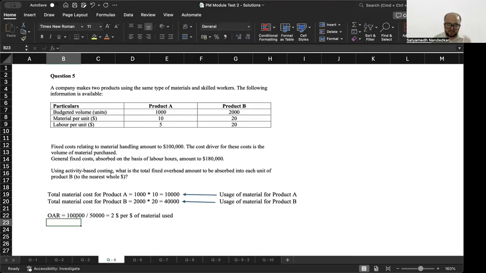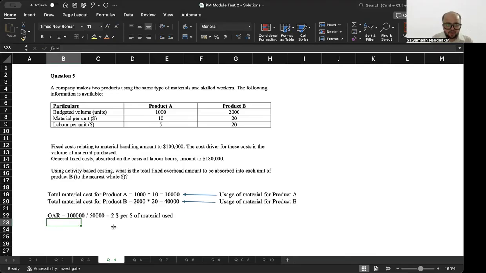See here, they had said that the cost driver is the volume of material purchased. But if you see, you don't have the volume of material given to you, but you have the material cost per unit. Now, naturally, material cost per unit varies directly in proportion to the number of units of material purchased. So, we calculated our overhead absorption rate like this.